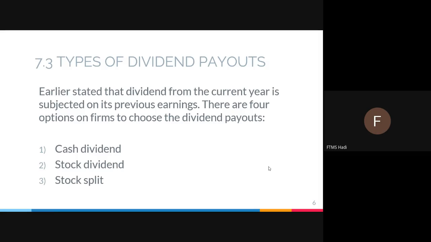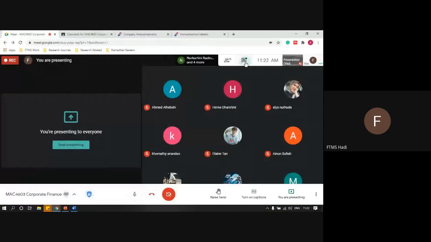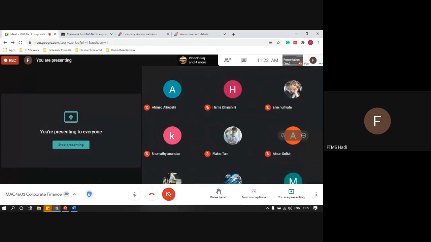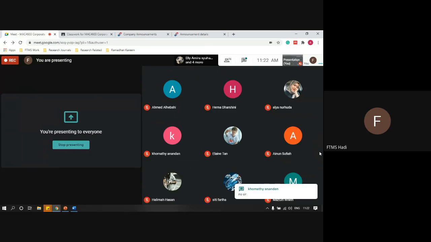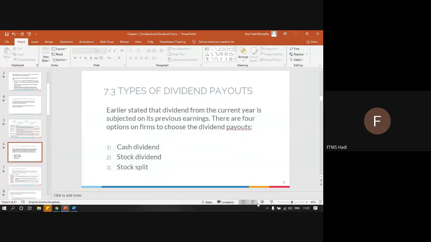All right. Types of dividend payouts. But before that, any questions so far? Any question regarding the dividend and payout policy? No, everything is all right. How about the others? Any question? Okay. All right. Let's have a look at the next part.